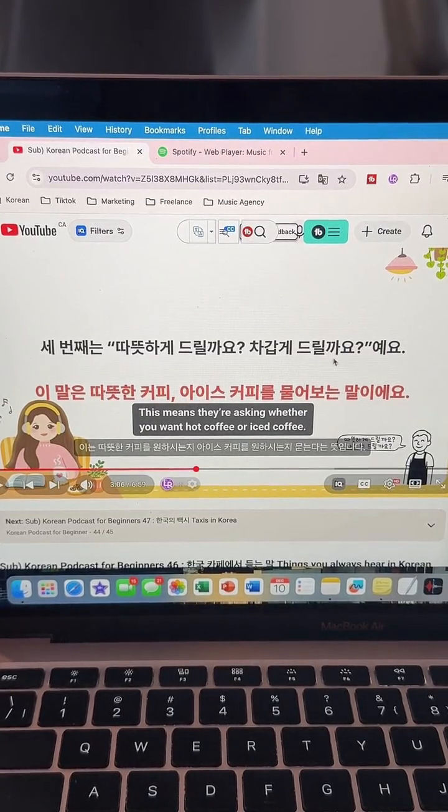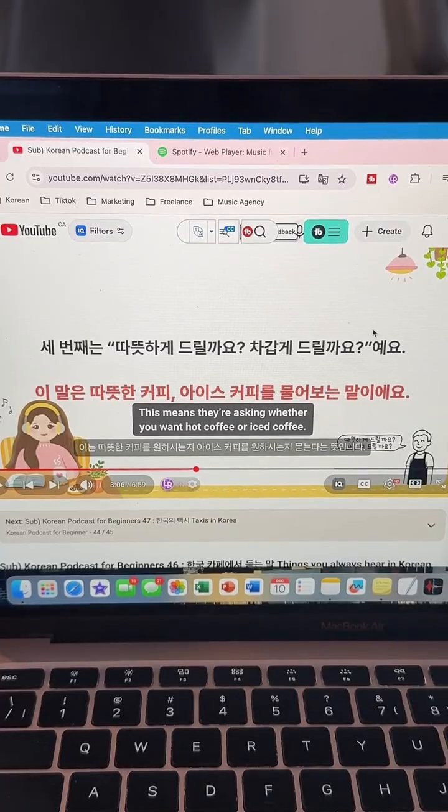Okay, cold. 드릴까요? This is from the verb 드리다, to give or offer in a formal way. So should I give it to you cold? Okay, should I give it to you warm? Should I give it to you cold? Interesting, right?